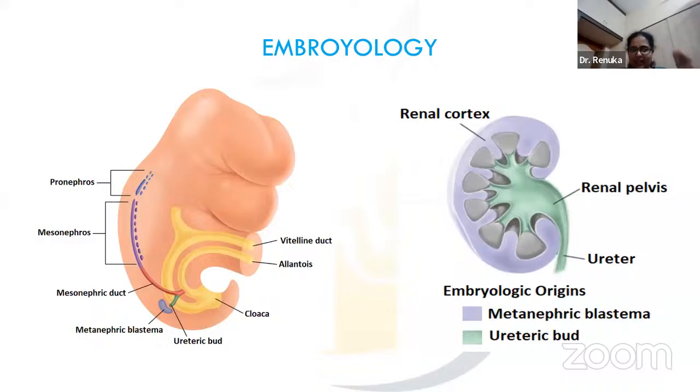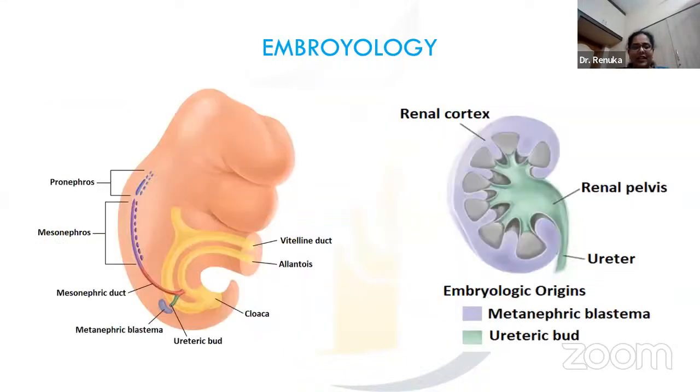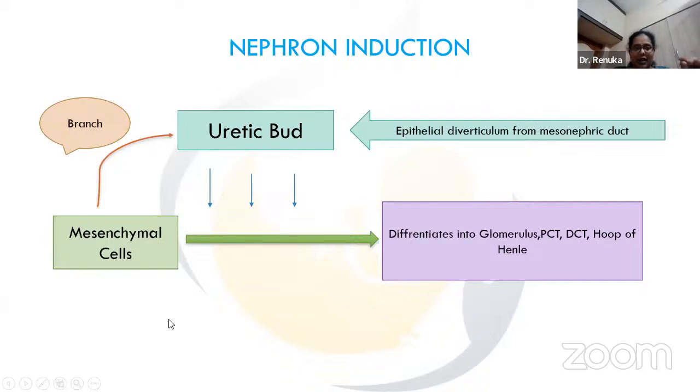Usually we have three kidneys: the pronephros, mesonephros, and metanephros. The third part, the metanephric kidney, is the functional kidney in us. For this, the mesonephric duct forms the ureteric bud. This process is called induction. And the rest of the kidney is formed from the metanephric blastema.